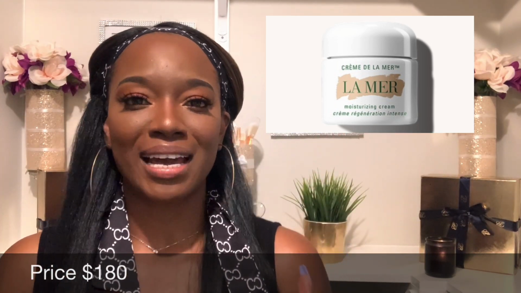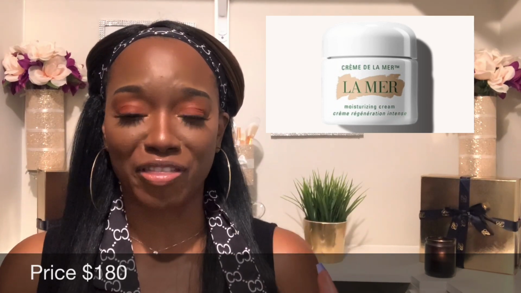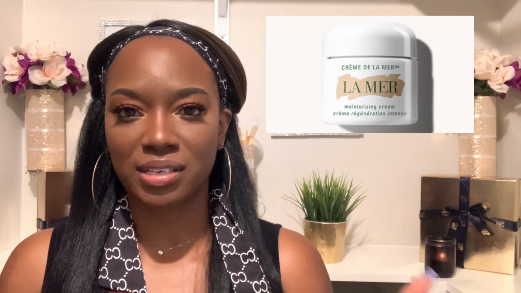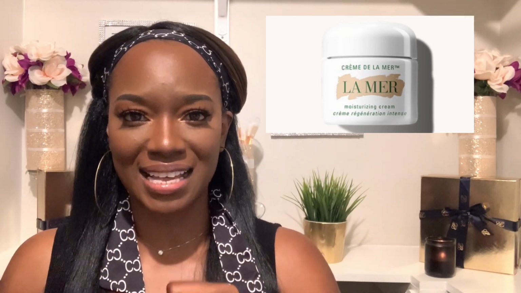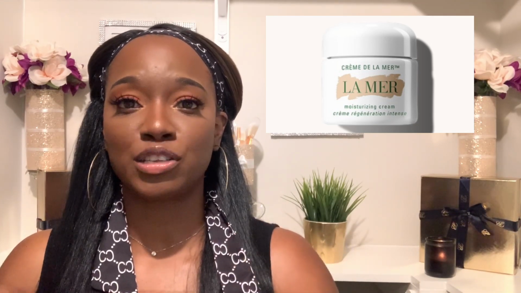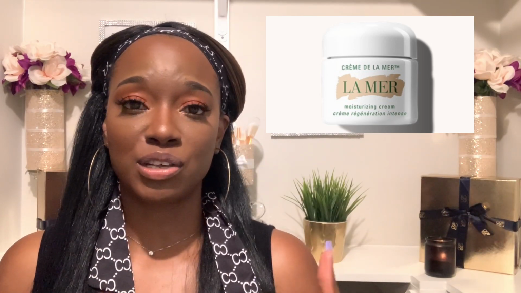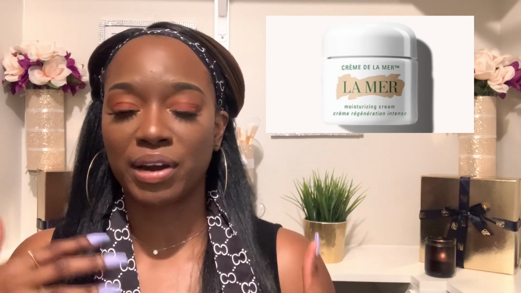But this is called the miracle broth because of the sea-sourced essentials that they put inside this. Now, I'll tell you all, back home, people would jump in the sea because it had so many healing properties because of the salt water. And so La Mer is bringing a lot of that chemistry into their products, and that's what's bringing the healing.